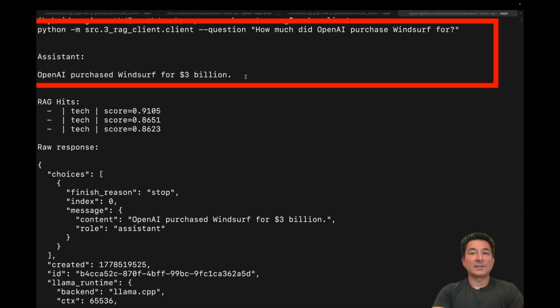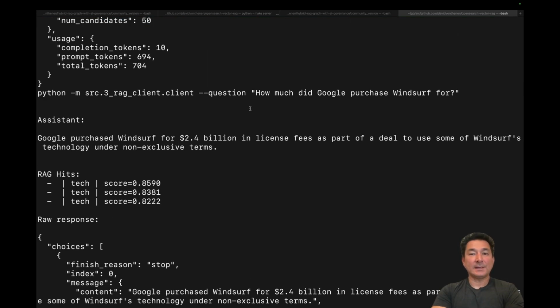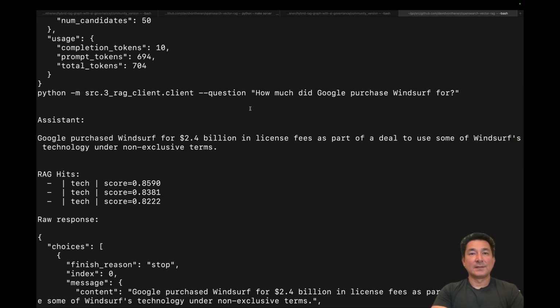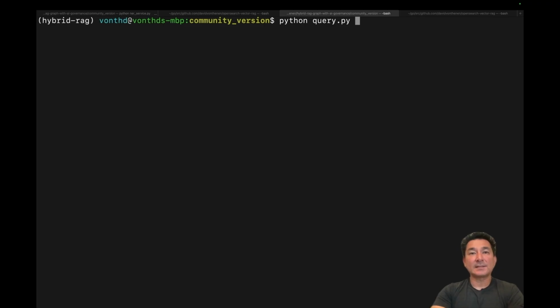For the question, how much did OpenAI purchase Windsurf for, we have one answer that says OpenAI purchased Windsurf for $3 billion. And for our second question, how much did Google purchase Windsurf for, we have the answer Google purchased Windsurf for about $2.4 billion in licensing fees for an acqui-hire for Windsurf's technology and under non-exclusive terms. So this is one of the challenges that vector embeddings has when it's attempting to provide concrete answers to users' questions.